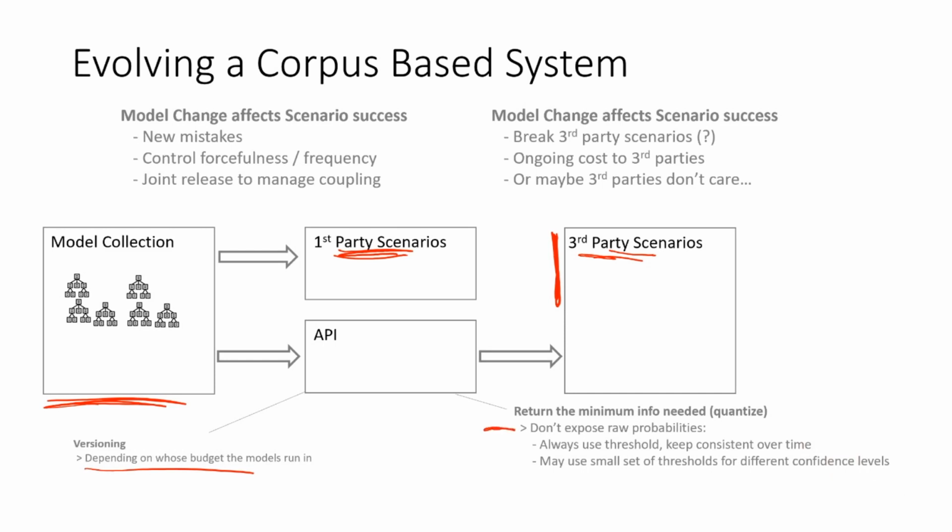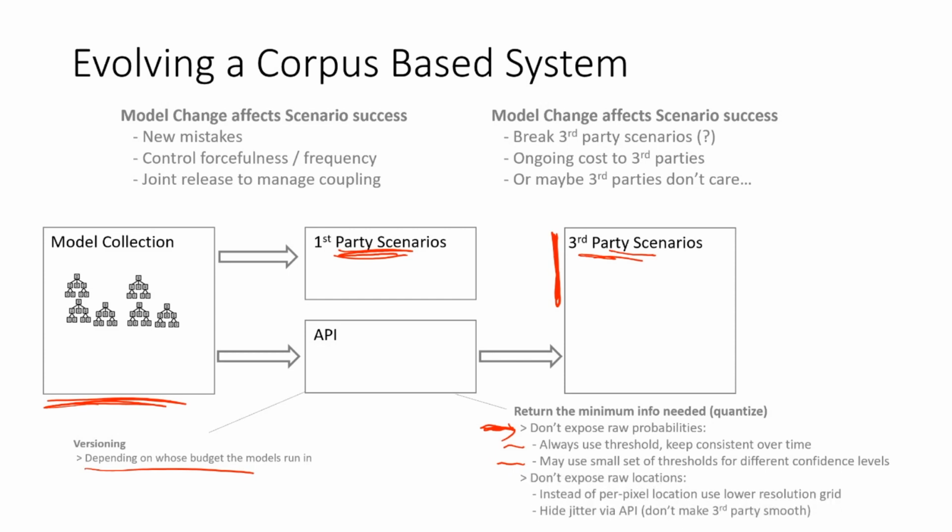So I go by this rule: never, ever, ever expose a raw probability in an API. That's just a recipe for disaster. Always use thresholds and do them in a way you think you can keep their semantics consistent over time. And if a single threshold's not enough, we've talked about this before, you can always use a small set of thresholds to expose different semantics to the client of your API.